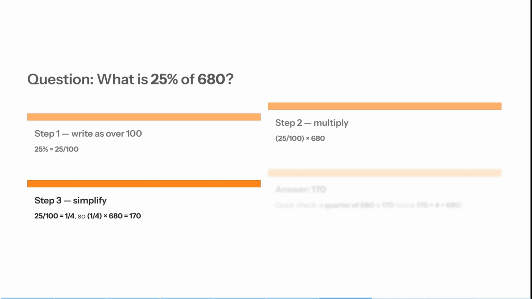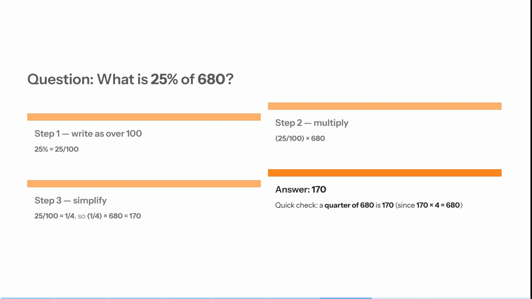So dividing that into 4 equal parts, have a think. 680, what's half of 680? It's 340, and then half of that again is 170. So that's our answer, because, quick check, 1/4 of 680 is 170, since 170 times 4 gives us the 680.